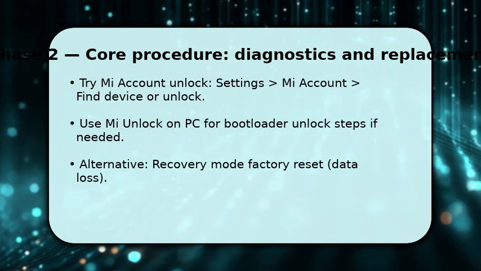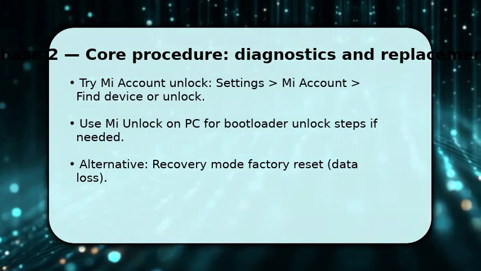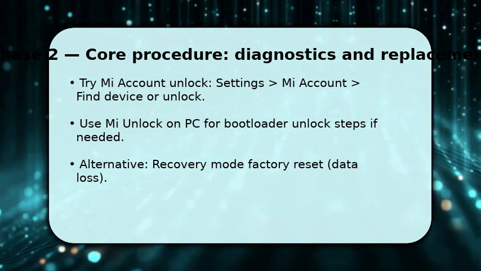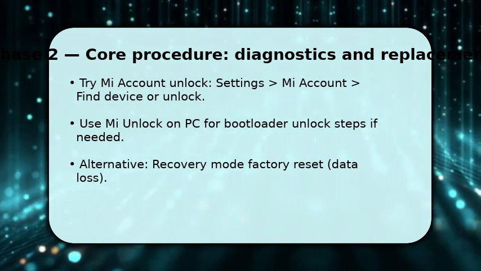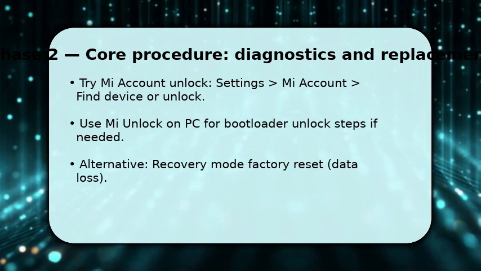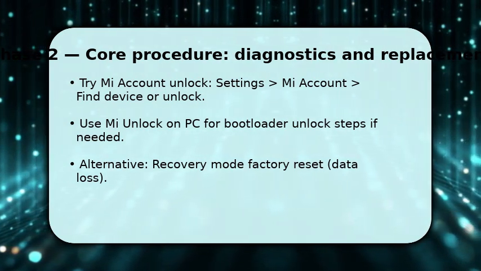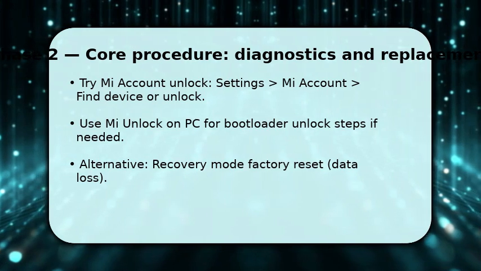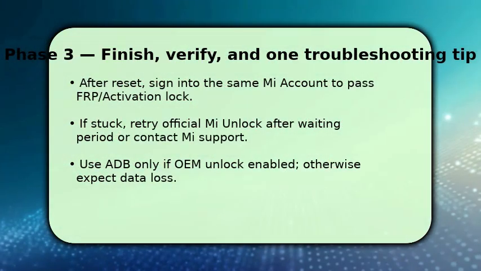Once the bootloader is unlocked, you can flash or remove passwords. As a last resort, boot into recovery mode and perform a factory reset. This wipes data but removes the lock. Throughout, follow on-screen confirmations carefully. You complete the process by setting up the phone after restart.